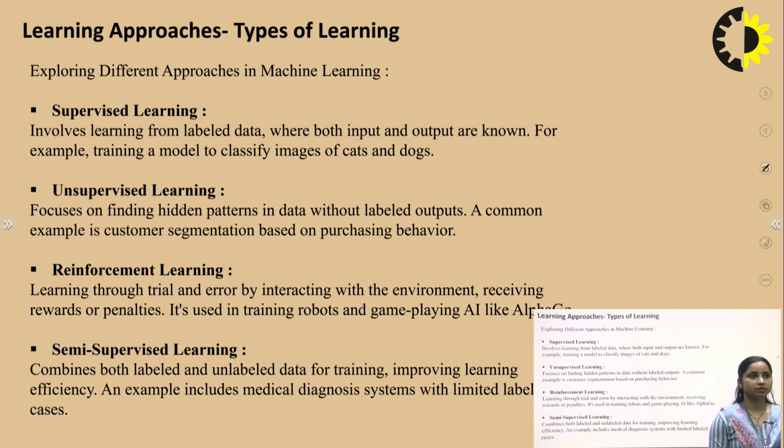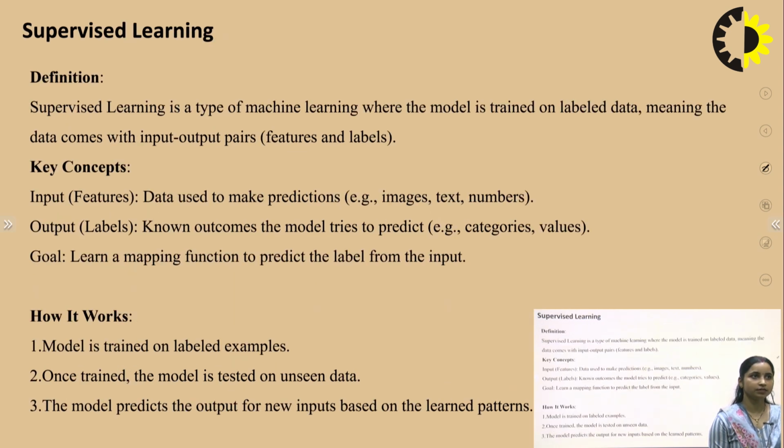So this is semi-supervised learning, in which we have both labeled and unlabeled data to train the model and improve its performance, so that it can give good results in testing. Now we'll go one by one through all types of learning.